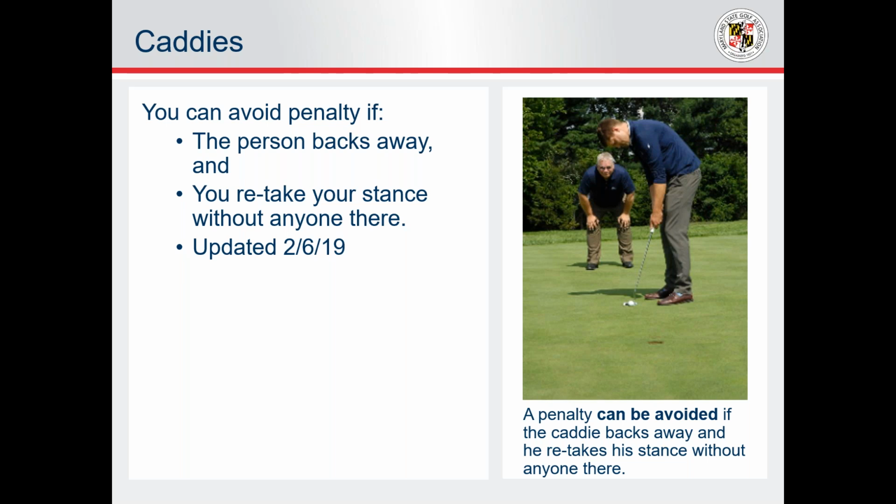This is why you want to make sure that you print out the clarifications on the website. We talked about that last week, the USGA clarifications. But basically, if the caddy's behind the player in this example on the right, the player's not going to get penalized as long as the player backs away, gets out of their stance, comes back, and then hits the putt. So get the caddy out of there and then hit the putt. They're only going to be penalized if the caddy stays there while they're making their stroke.